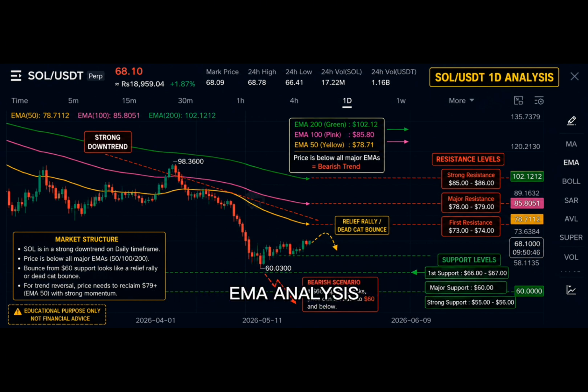EMA analysis. EMA 50, $78.71. EMA 100, $85.80. EMA 200, $102.12. The current price is around $68.10, which means it is trading below all major EMAs. This indicates that sellers still have control of the higher timeframe trend.